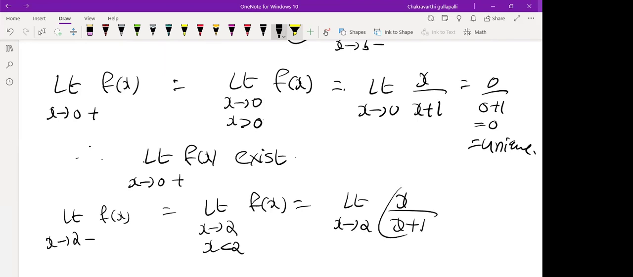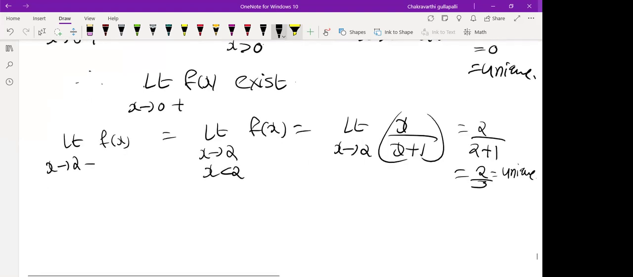Replace x by 2. Is it unique or not? You are not getting 3-4 answers, only a unique answer. If you get a square root, for example √4 = ±2, it is not unique. But here it is unique, or the limit exists.